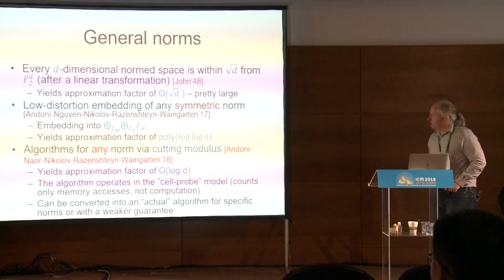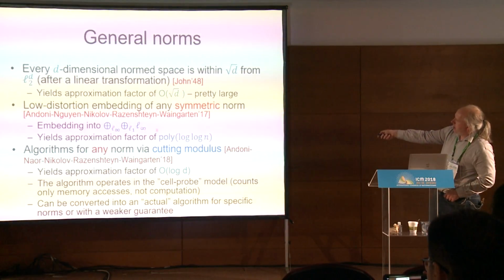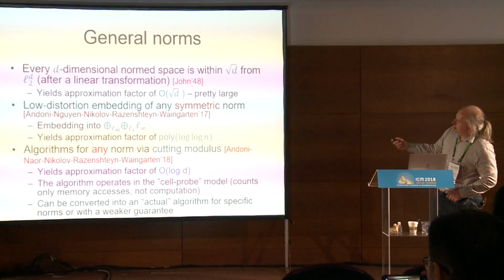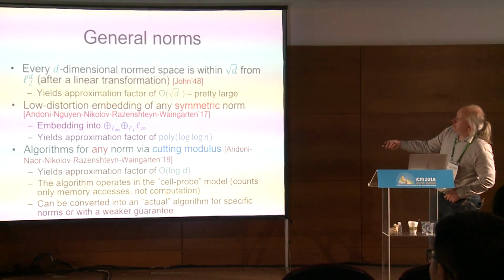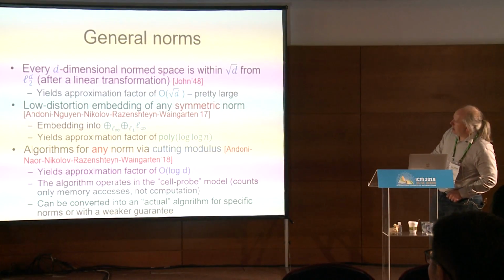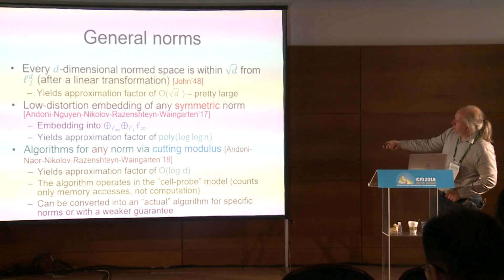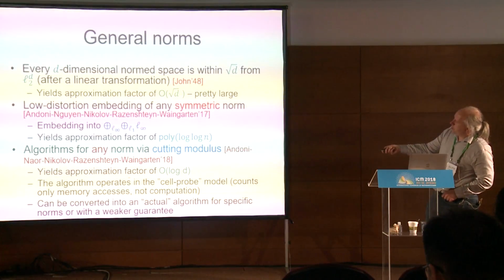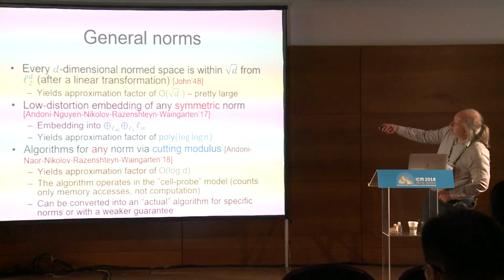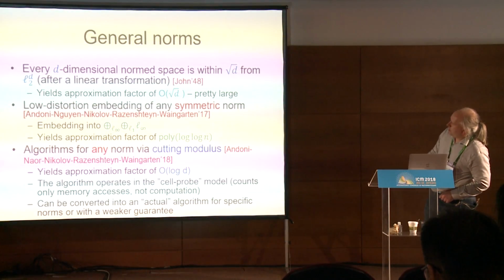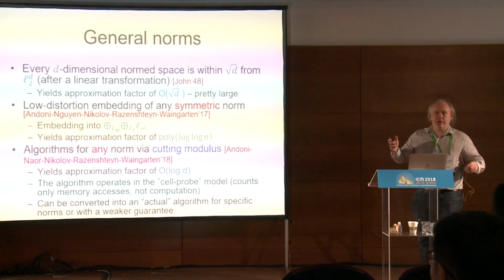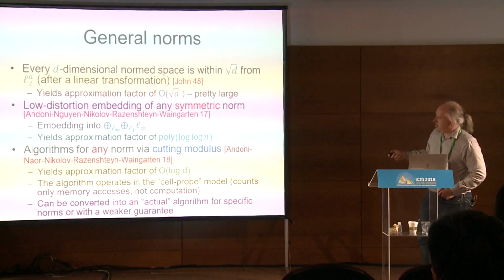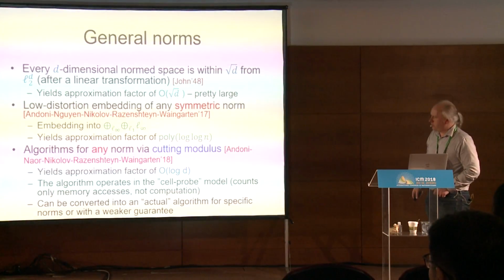But in 2018, almost the same set of authors presented an algorithm which works for any norm. And the main notion used there is a cutting modulus, which I will discuss in a moment. And this leads to algorithms with an approximation factor of log d. So again, it's not a constant, but it's exponentially better than what we knew before. I'm not listing here space or time, but they are very similar to locality-sensitive hashing. It's just the approximation factor that is slightly different.